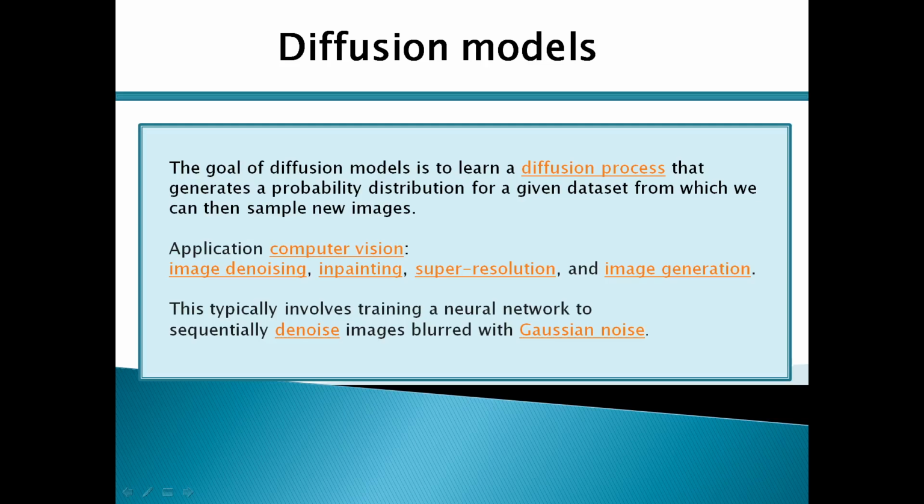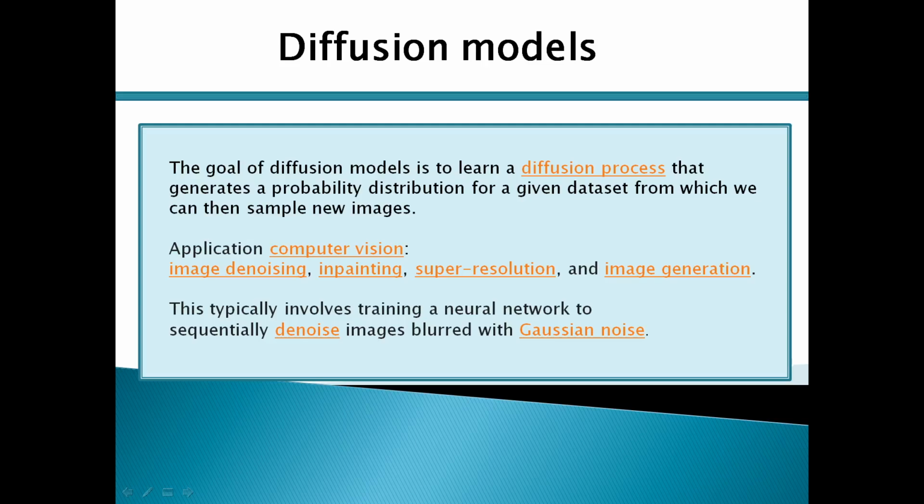Diffusion models are generative models which have been gaining significant popularity in the past several years. They are currently used by DALL-E 2, OpenAI's image generation, and other platforms. The goal of diffusion models is to learn a diffusion process that generates a probability distribution for a given dataset from which we can then sample new images. In the case of computer vision, diffusion models can be applied to a variety of tasks, including image denoising, in-painting, super-resolution, and image generation. This typically involves training a neural network to sequentially denoise images blurred with Gaussian noise.